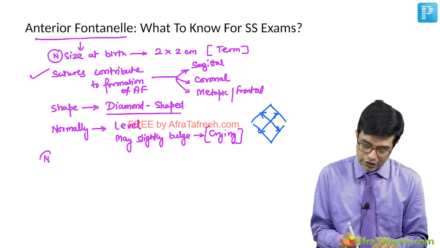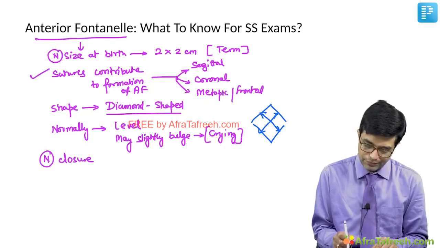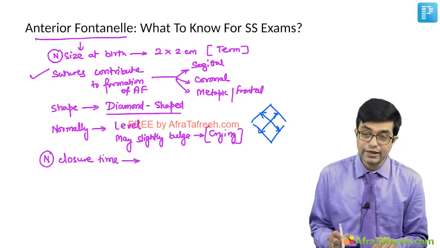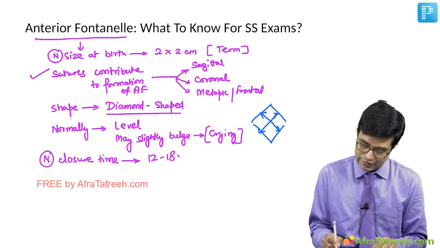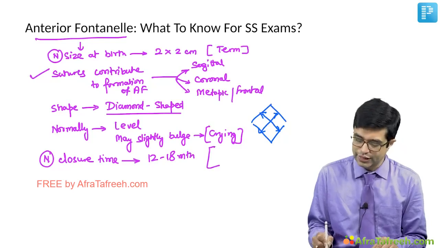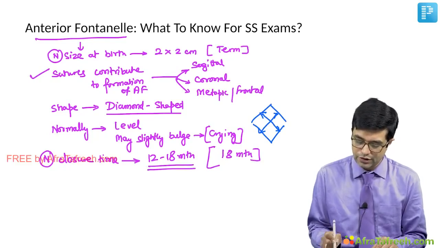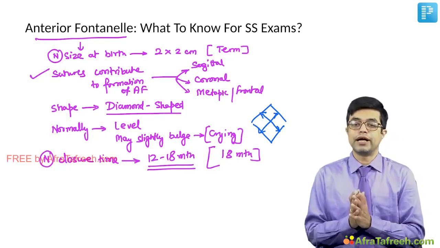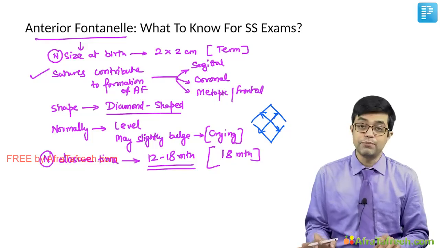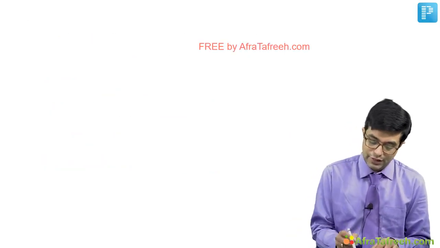What is the normal closure time for anterior fontanelle? The normal closure time is 12 to 18 months. If you have to choose a single value, the answer is 18 months. So that is the normal closure time for anterior fontanelle. Let us talk about some abnormalities related to anterior fontanelle. What is important for your exams?